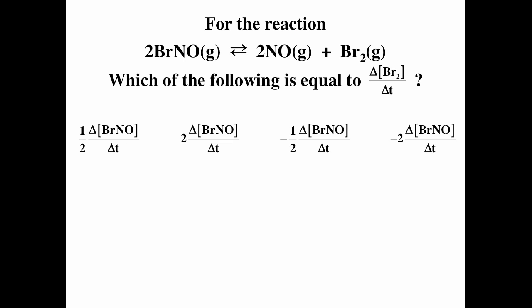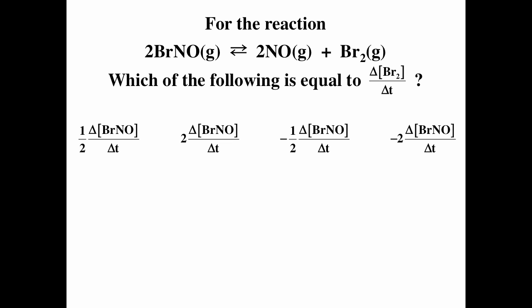Now here's a little bit more interesting example. We have 2BrNO going to 2NO plus Br2, where the following is equal to the rate of Br2. Now notice that that is equal to the unique rate. And so we just have to find which of the ones below are equal to the unique rate.